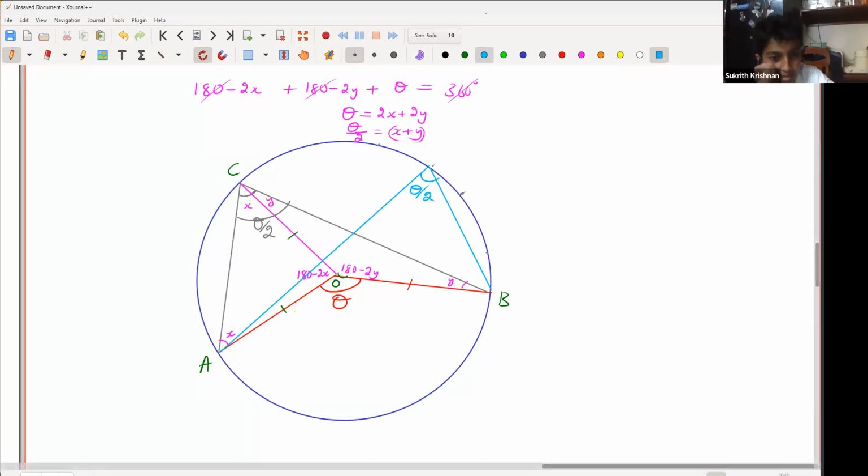Sir, but can the point C be below A and B? Very good question. It can be as close to A and as close to B, but literally at A, if it's there, then what is the angle that we are talking about? There's no angle at all, right, in such a case.